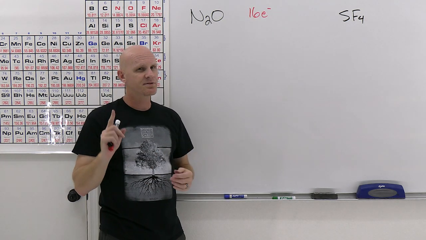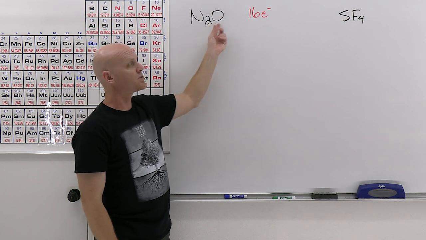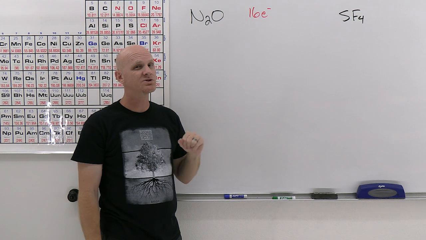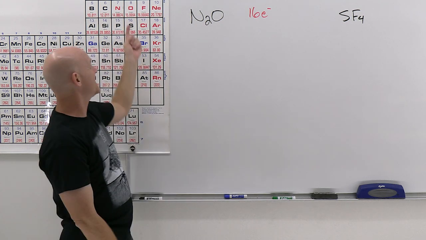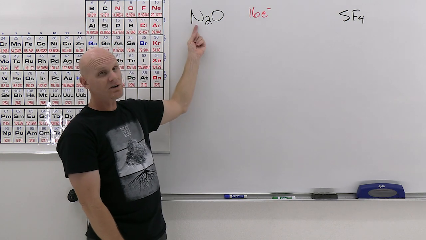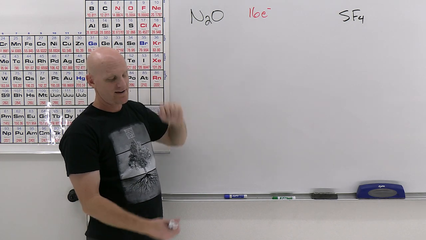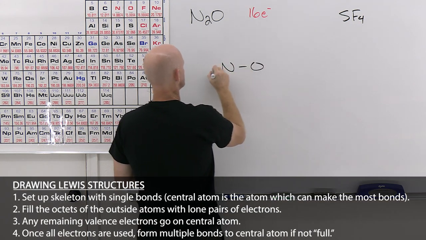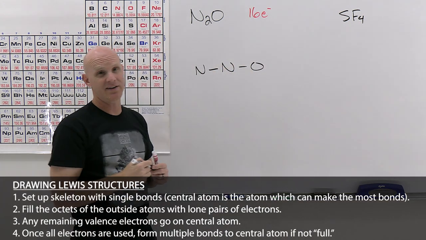And a lot of students, here's where the first error. They're like, well, there's two nitrogens, there's only one oxygen, so we'll put that oxygen in the middle. Well, if you recall, we said that the less electronegative atom goes in the middle, and nitrogen's less electronegative than oxygen. We also said that usually it's the one that's written first in a binary compound that goes in the middle. And so it turns out one of the nitrogens goes in the middle, not the oxygen.